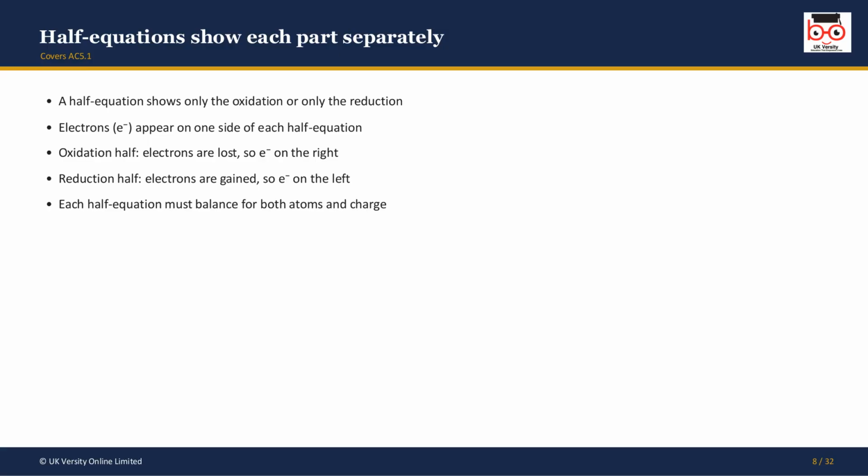We can show each part on its own, using half equations. A half equation shows only the oxidation or only the reduction, with the electrons written in explicitly. In an oxidation half, the electrons are lost, so they appear on the right-hand side, while in a reduction half, they're gained, so they appear on the left. And each half equation has to balance for both atoms and charge.